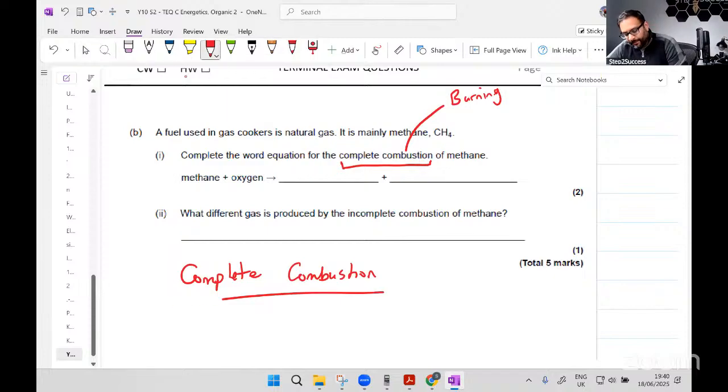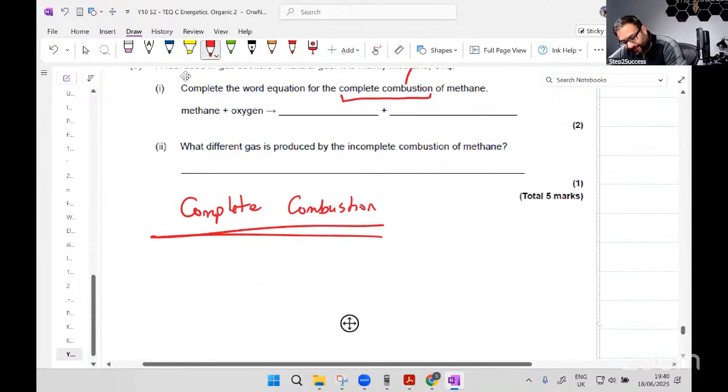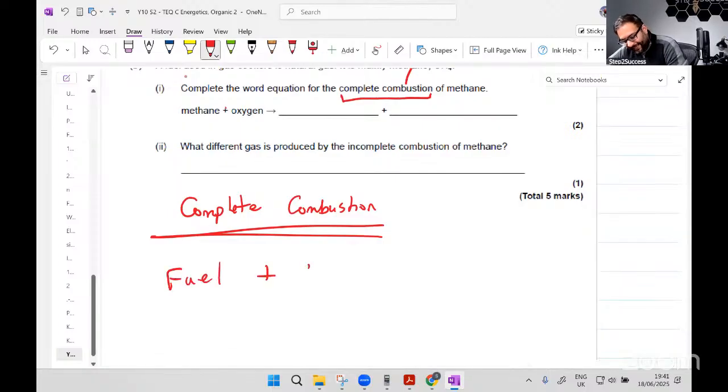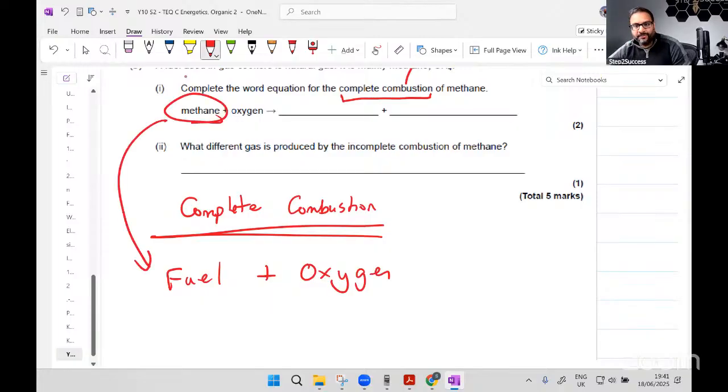Okay. Complete combustion is burning. Any sort of burning requires two things. It requires fuel and oxygen. These alkanes are all types of fuel. So when you burn something, it can only burn if you have oxygen in the air, and obviously we have plenty. So it needs oxygen for burning to happen.